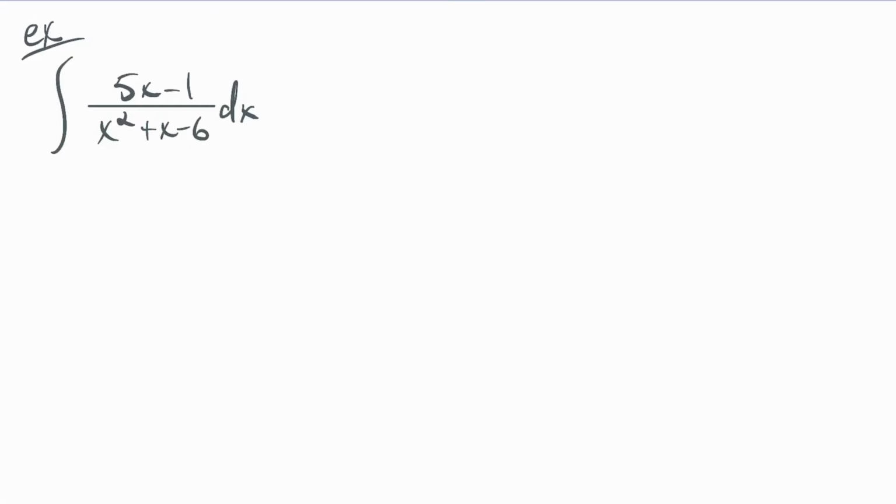Okay, so here's our first example of doing a partial fraction decomposition from scratch. If I try to complete the square in the denominator, that's not going to work. If I try to just do a straight substitution, that's not going to work. So what I need to do is the following. This rational function, 5x minus 1 over x squared plus x minus 6. I'm going to notice that the bottom factors as x plus 3 times x minus 2.